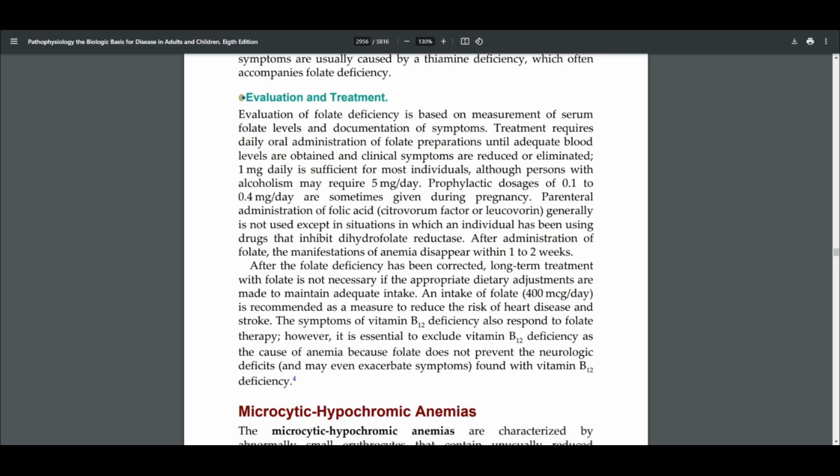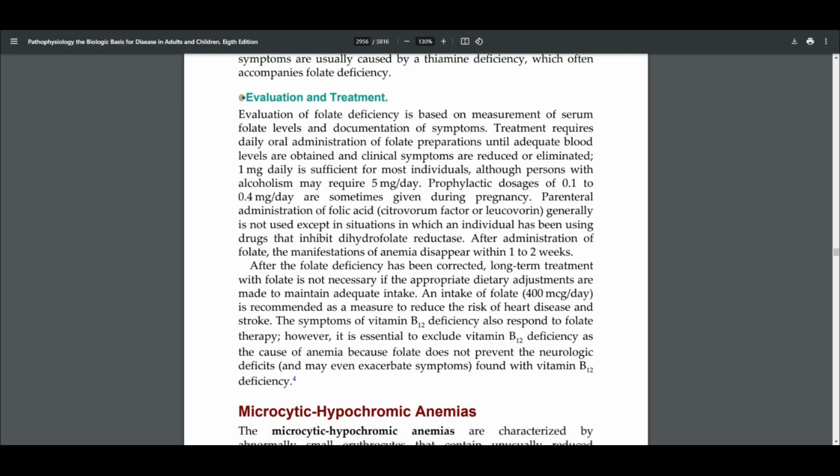Treatment requires daily oral administration of folate preparations until adequate blood levels are obtained and clinical symptoms are reduced or eliminated. 1 milligram daily is sufficient for most individuals, although persons with alcoholism may require up to 5 milligrams a day. Prophylactic doses of 0.1 to 0.4 milligrams per day are sometimes given during pregnancy.